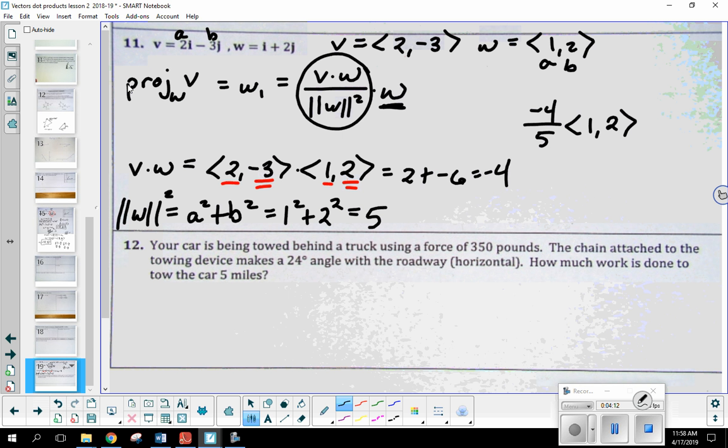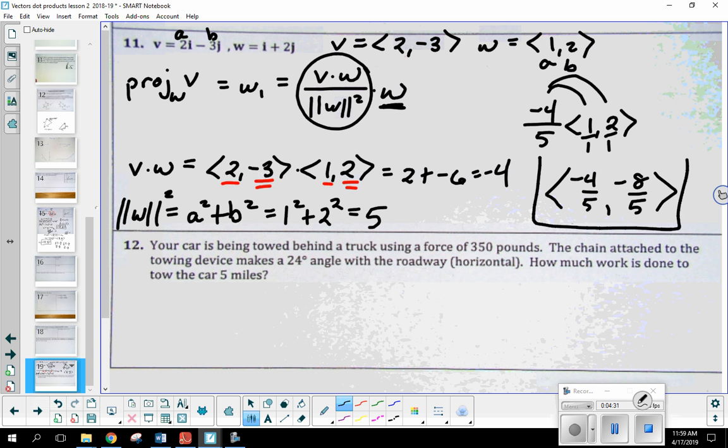Now remember, if you have something outside of component form, we just distribute, right? And if it helps you to put it over 1, that's fine. So let's see, what's -4/5 times 1? -4/5. And I want -4/5 times 2. -8/5. Okay, so that is your vector projection. That right there is W1. So again, it's just a formula, nothing to it. That's what you do.